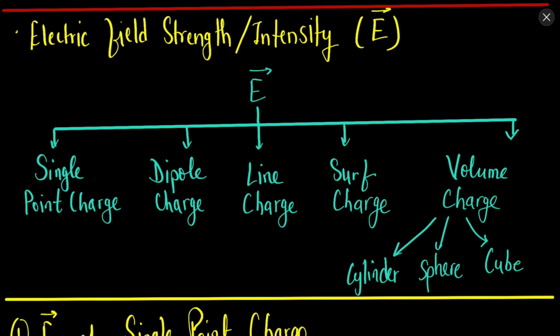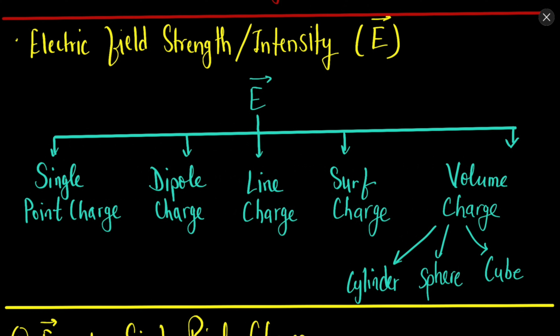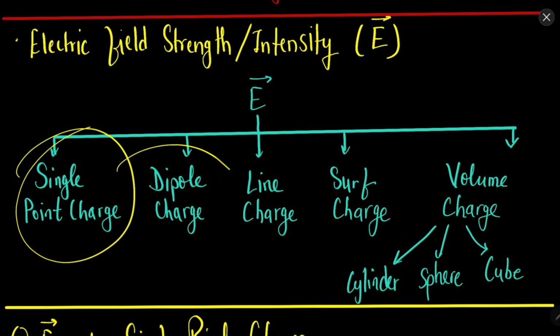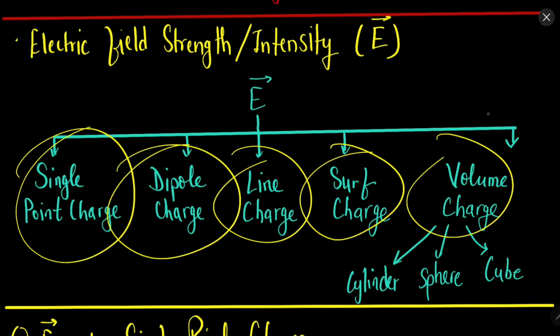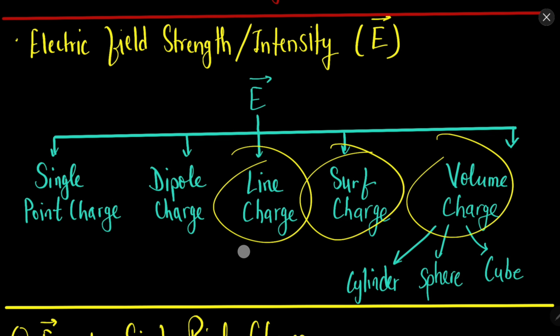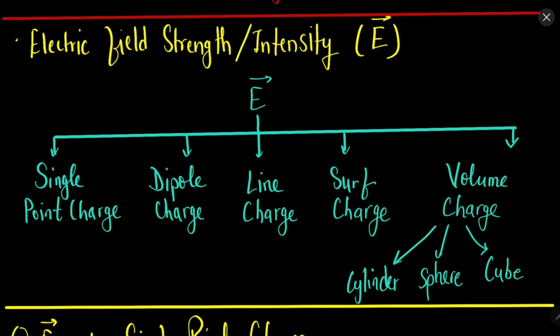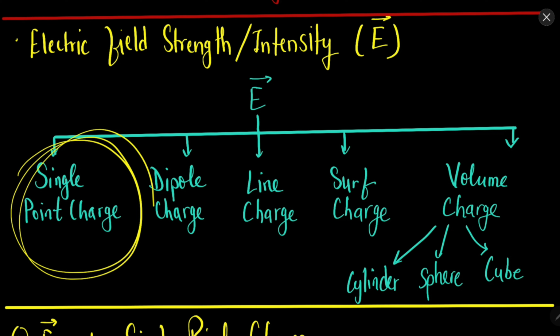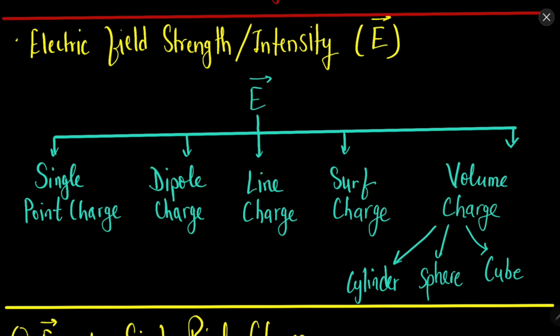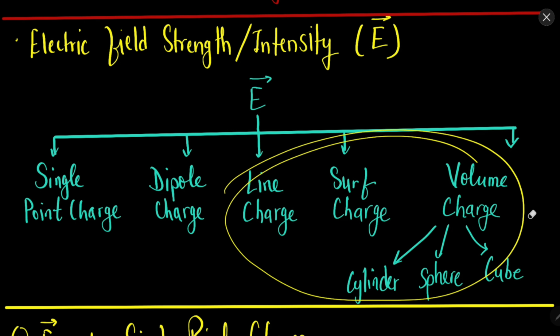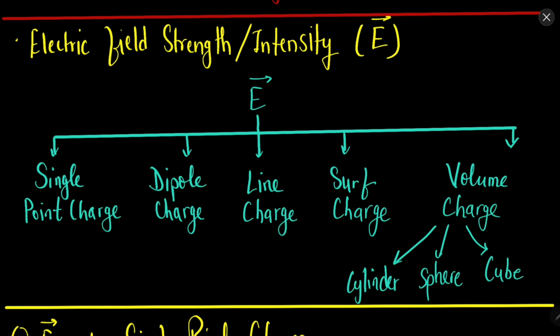Now electric field intensity will be obtained for different types of shapes: for a single point charge, for a dipole, for a line charge, surface charge, and volume charge, and in them also we will have multiple types of volume or surface charges. First we will start the discussion of electric field intensity due to a point charge. Then we will move on to the dipole, and then in the next part we will go to the other types of charges and their electric field intensity.